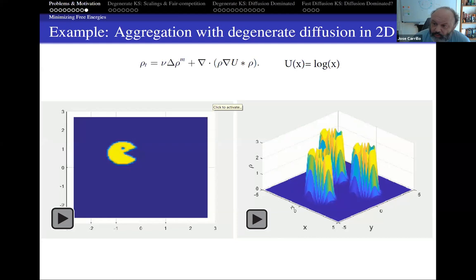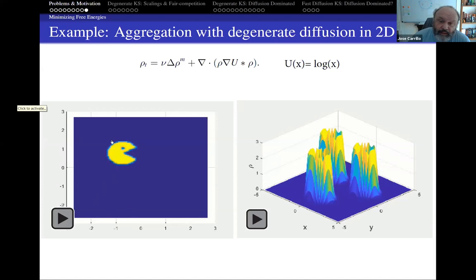And here is a simulation that I like to show sometimes, because the scheme that I use for the simulation is based on the optimal transportation interpretation of the equation. And then it uses the steepest descent for producing the numerical scheme. So it's computing the steepest descent in a certain distance, which is not the objective of my talk today, which is usually called the Wasserstein distance.